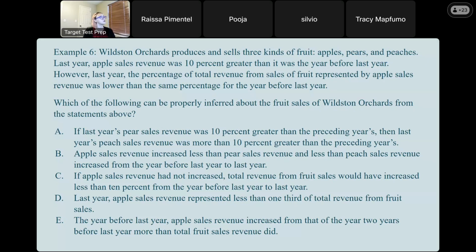Wildston Orchards produces and sells 3 kinds of fruit: apples, pears, and peaches. Last year, apple sales revenue was 10% greater than it was the year before last year. However, last year, the percentage of total revenue from sales of fruit represented by apple sales revenue was lower than the same percentage for the year before last year. Which of the following can be properly inferred about the fruit sales of Wildston Orchards from the statements above? Let's look here.